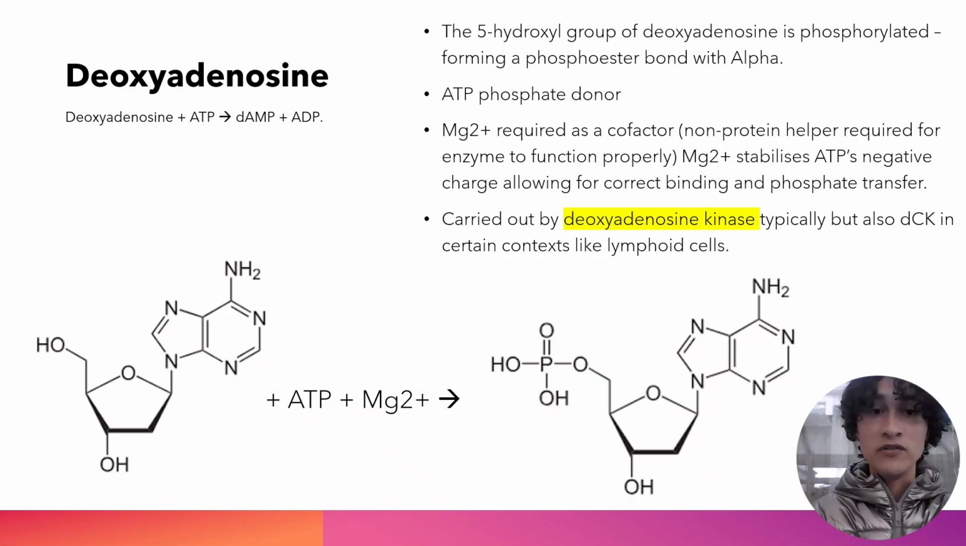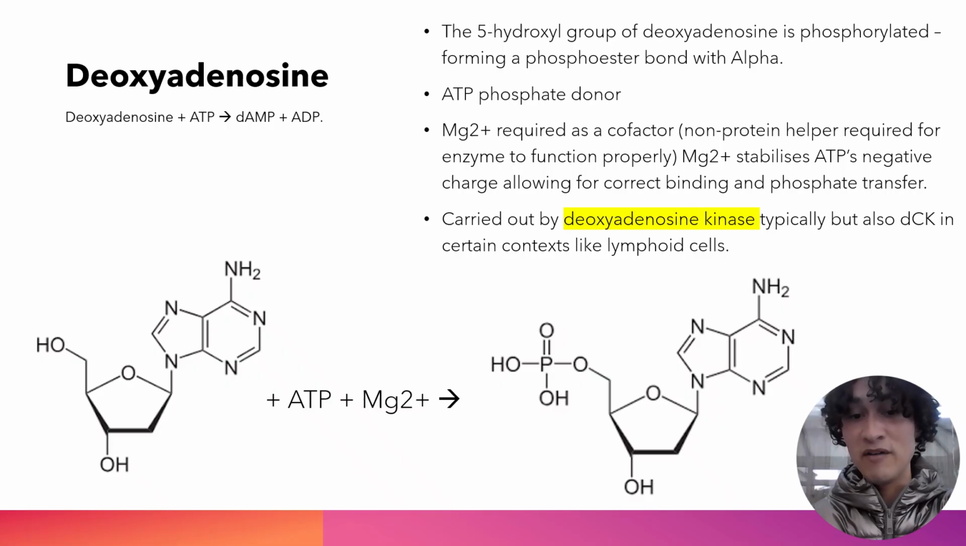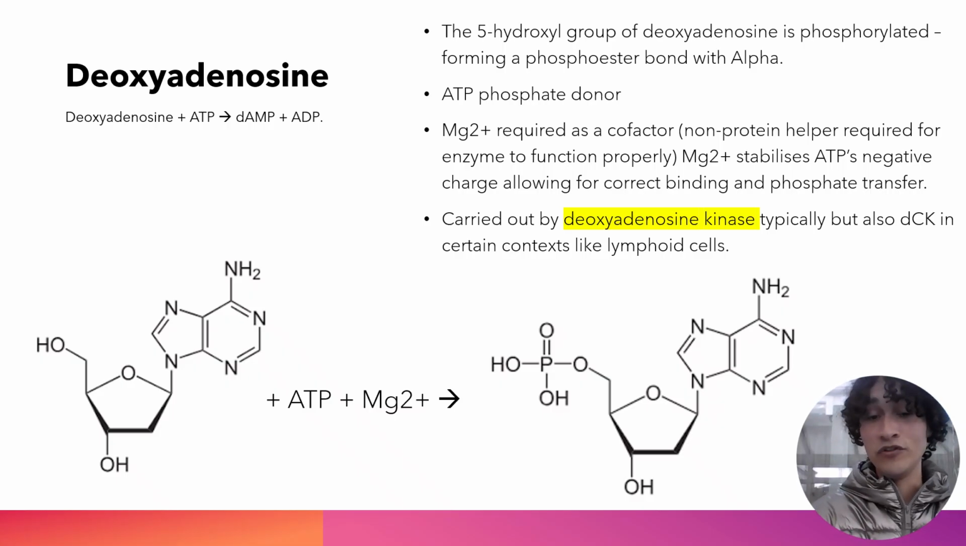Okay, so we've got our deoxyadenosine plus ATP plus magnesium, and we need our deoxyadenosine kinase. Now, I'm not the best at PowerPoints. Typically in an equation the enzyme is shown above the arrow, but for some reason it didn't want to do that, so I've just highlighted deoxyadenosine kinase in yellow. But also an important point that reminds me is DCK, deoxycytidine kinase. In certain cells it will act as a universal phosphorylator, so it's able to phosphorylate not just deoxyadenosine but deoxyguanosine. It's quite confusing, but I'll get into that later.